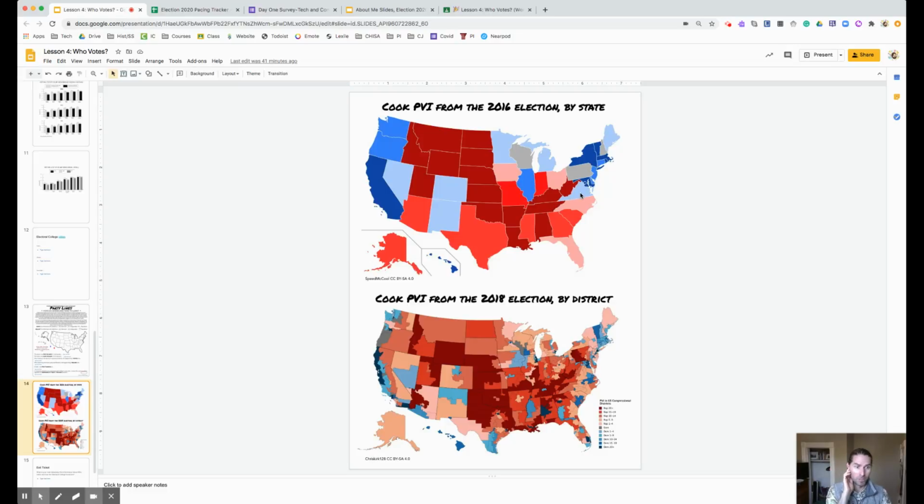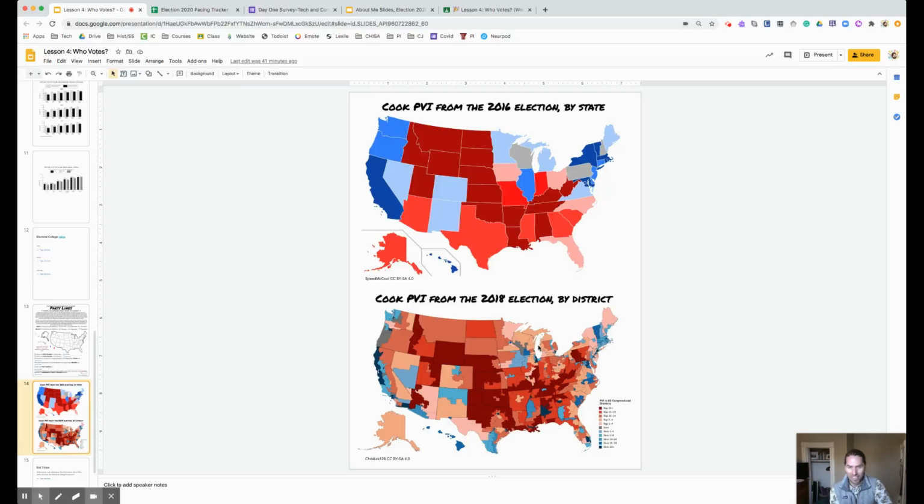So light blue means it's slightly Democratic. The darker blue means it's solidly Democratic. And if it's super dark blue, it means it's super Democratic. And what you want to do is observe the trends geographically. How does this look? And what do you notice about where the red is and where the blue is?